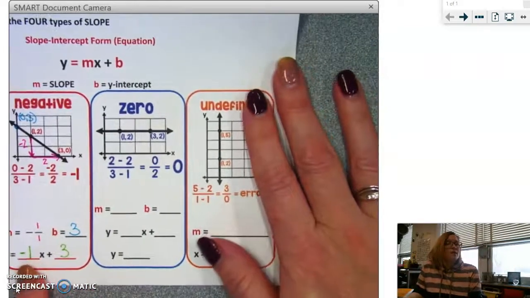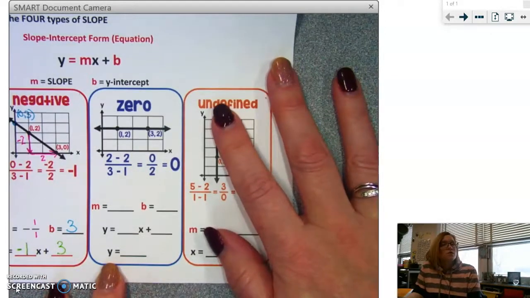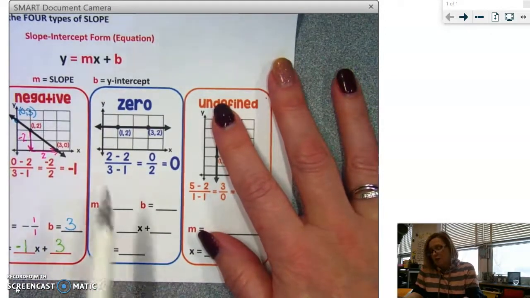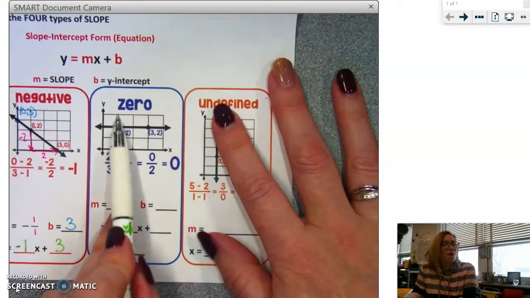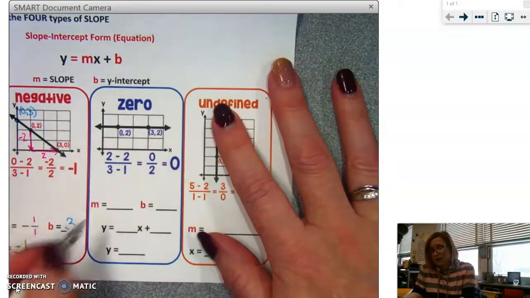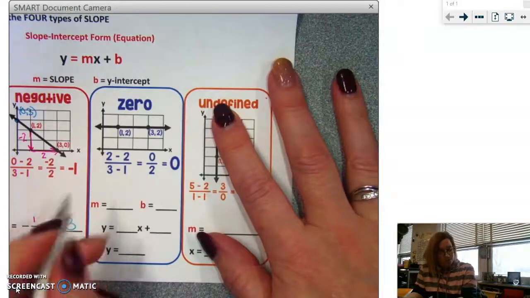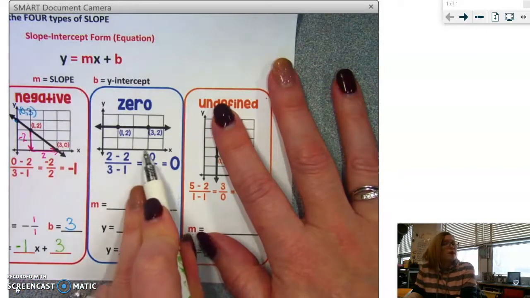All right, now the 2 new ones, 0 slope. So when we take a look here and we look at our slope, we want to go rise and run. Well, do I need to rise at all to go from this point to this point? I don't need to rise. So my rise technically is 0.